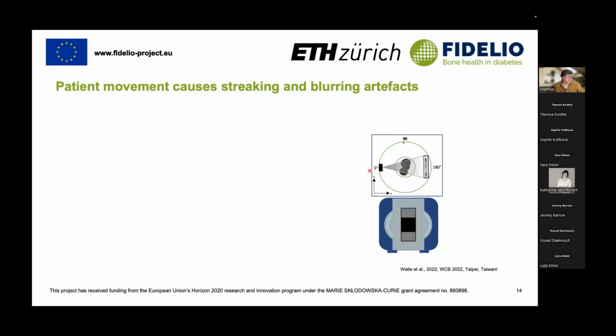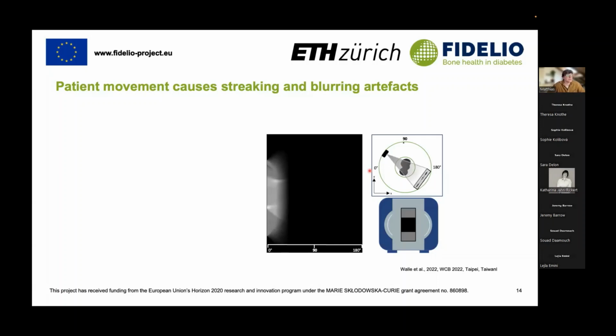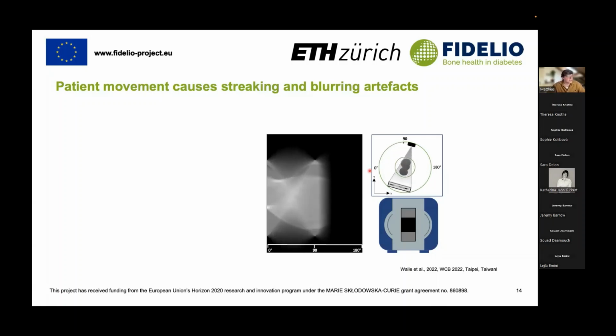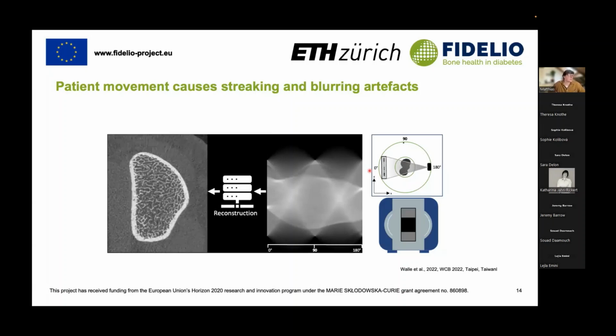And basically the way an HR-pQCT scan works is that the scanner acquires projections over 180 degrees, which takes around 2 to 3 minutes per scan. And then these are reconstructed with a mathematical algorithm to reconstruct this bone microstructure in 3D. And this reconstruction method basically assumes that the object has been completely stationary during the scan.